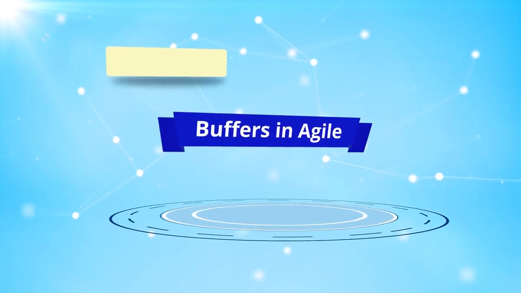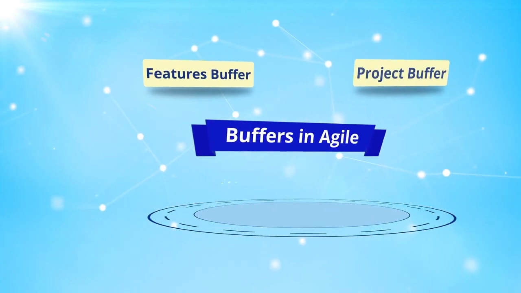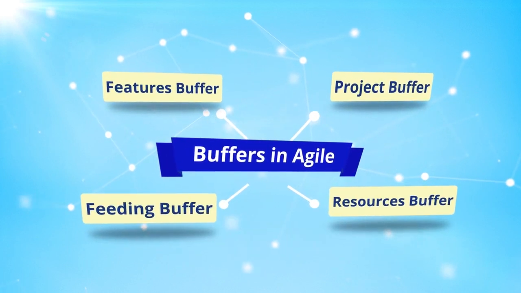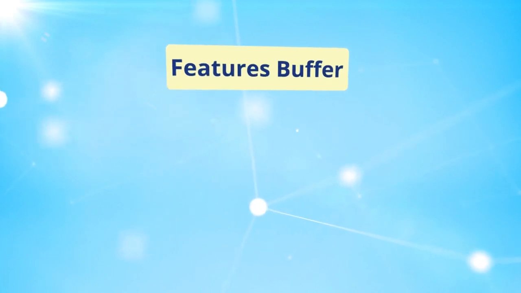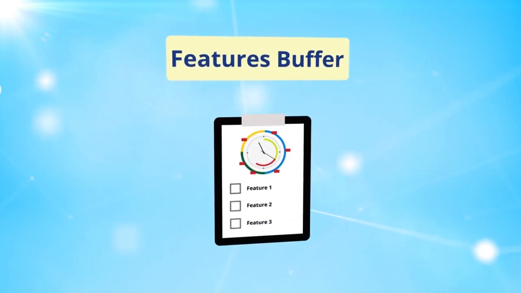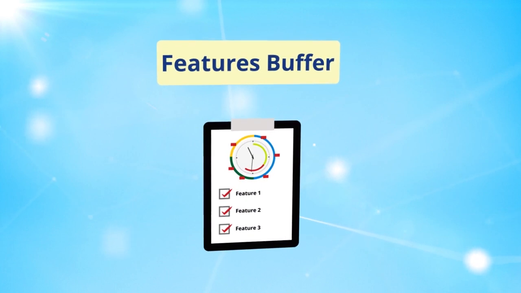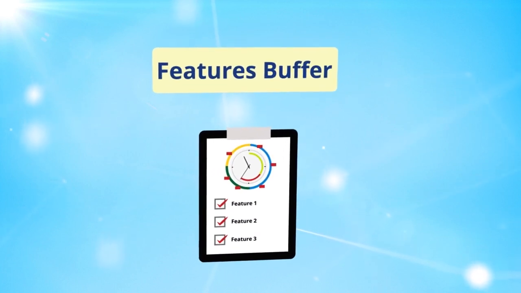There are, however, 4 common types of buffers that can be used effectively in Agile projects. The first such type are feature buffers. With feature buffers, we introduce a buffer into the implementation of each feature. So we add extra time beyond what was originally estimated for the implementation of a feature.